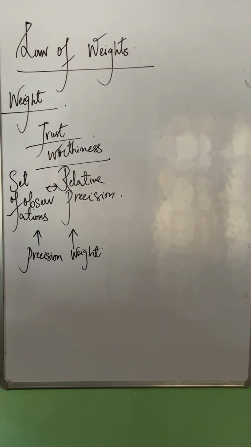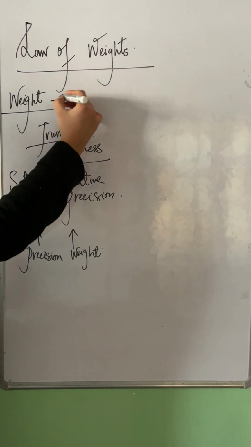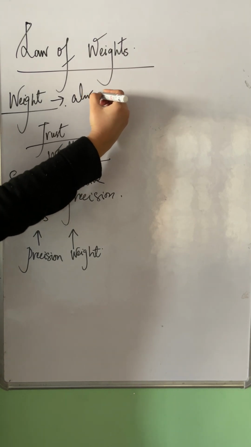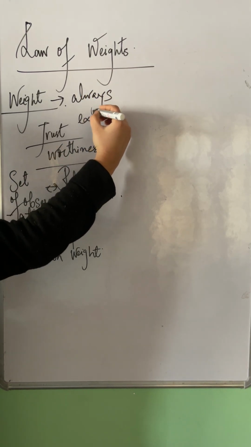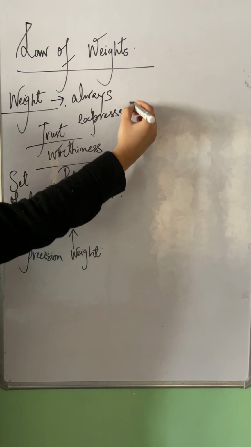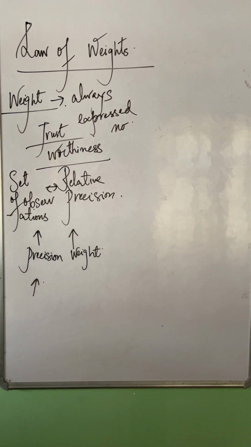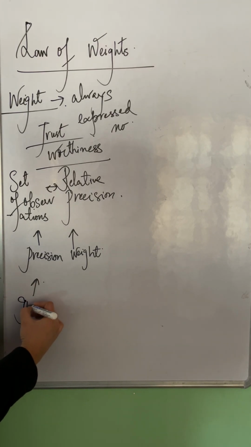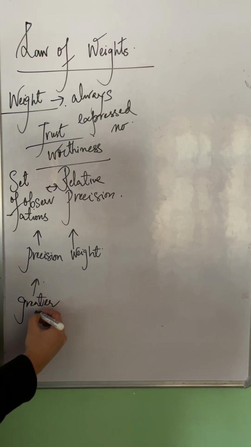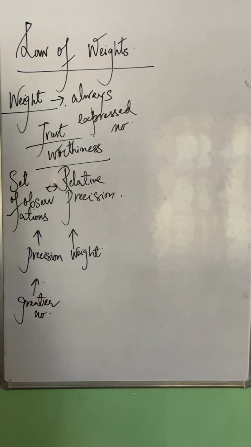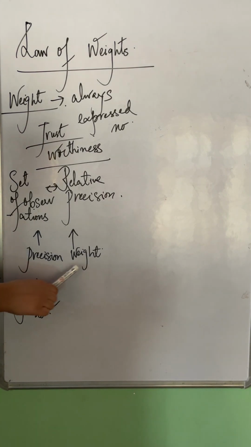And this weight is always expressed in some numbers. And higher number means higher weight. The greater number indicates higher precision and trust as compared to the lower number, and hence higher weight.